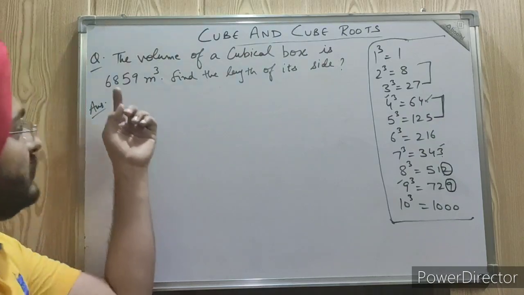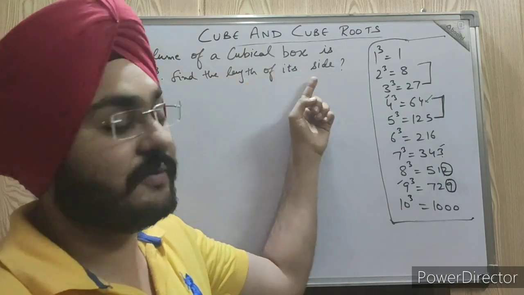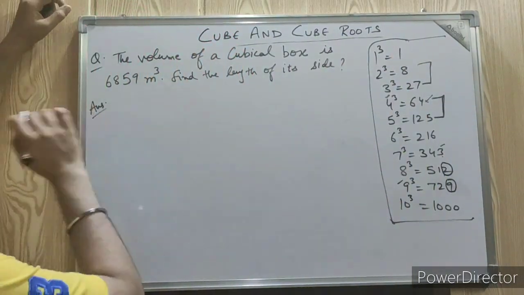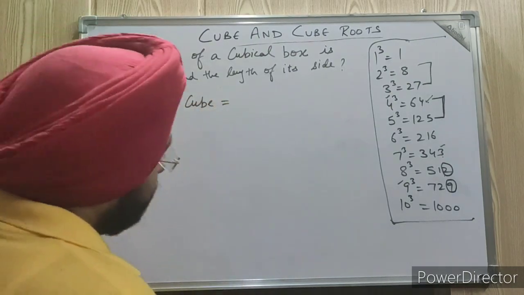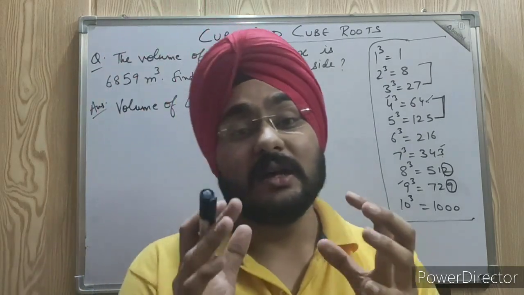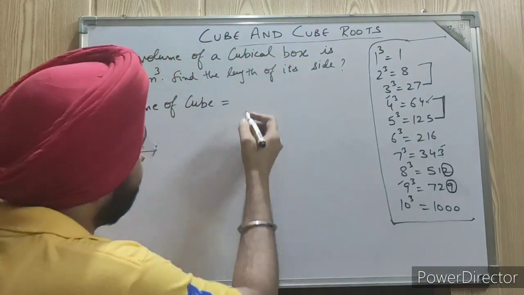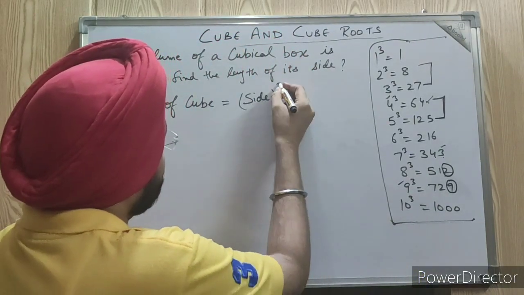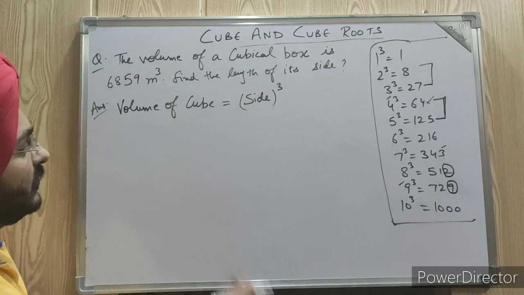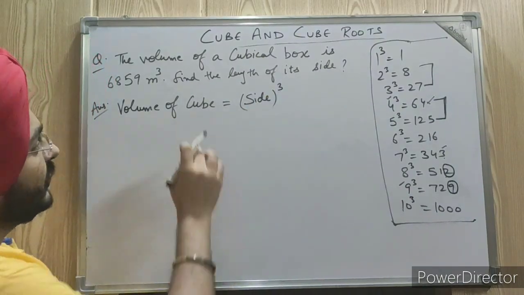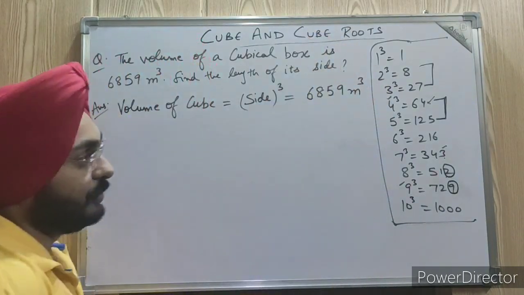Okay, so our next question here is: the volume of a cubical box is 6859 meter cube. Find the length of its side. Okay, how to solve this question? The first thing, the volume of a cube. The formula for finding the volume of a cube is side cube. This will be discussed further in the chapter mensuration, or surface area and volumes. So the volume of a cube is side cube, and the volume we have been given here is 6859 meter cube. Yes or no?